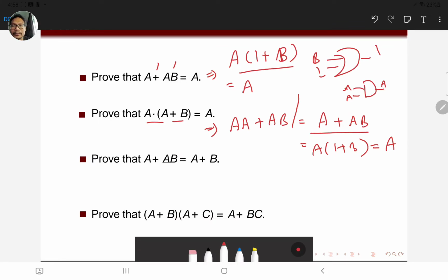Prove that A plus A bar B is equal to A plus B. Okay, here is a bar on the top. So how do you prove this? In this case, we can make the expansion as follows. Basically we are going to expand: (A plus A bar)(A plus B).